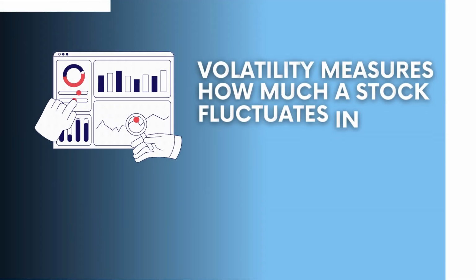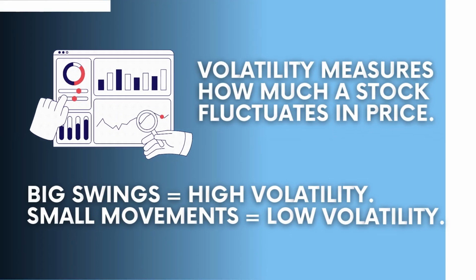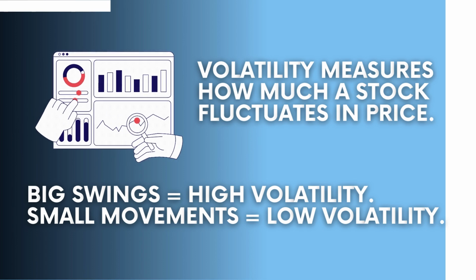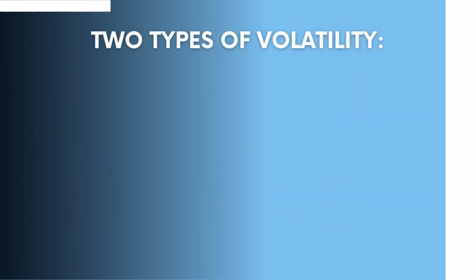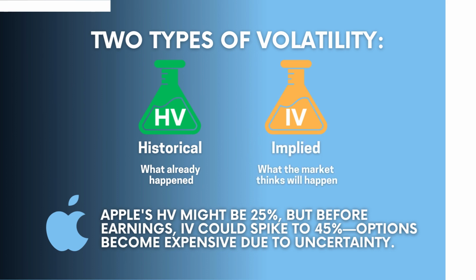Volatility measures how much a stock fluctuates in price. Big swings equals high volatility. Small movements equals low volatility. Two types of volatility. Historical volatility, HV: what already happened. Implied volatility, IV: what the market thinks will happen, priced into options. Example, Apple's HV might be 25%, but before earnings, IV could spike to 45%. Options become expensive due to uncertainty.